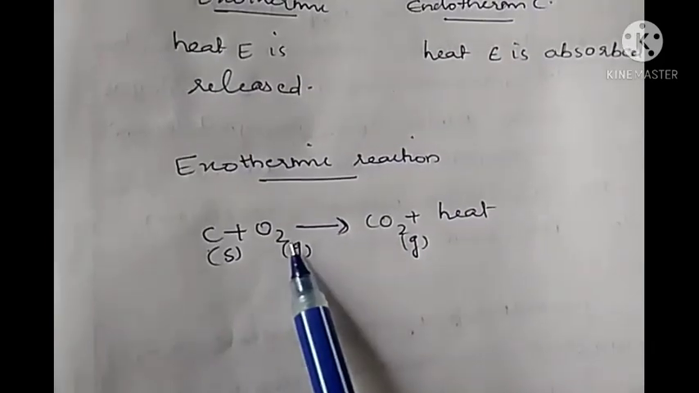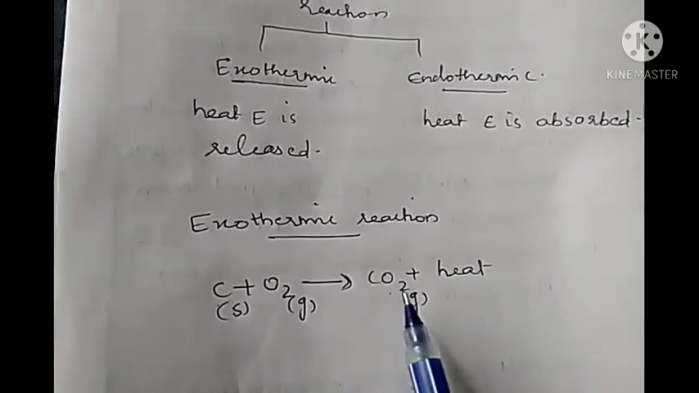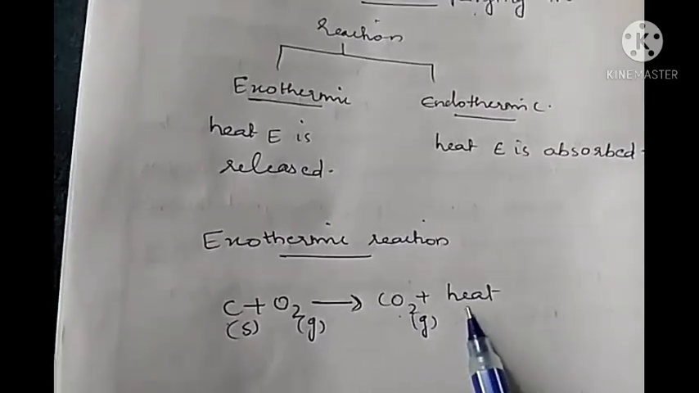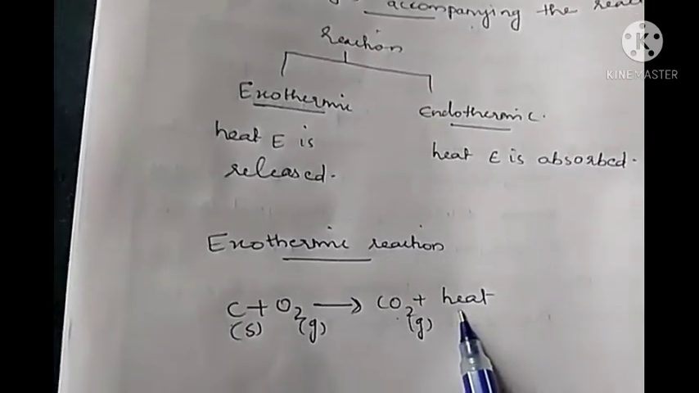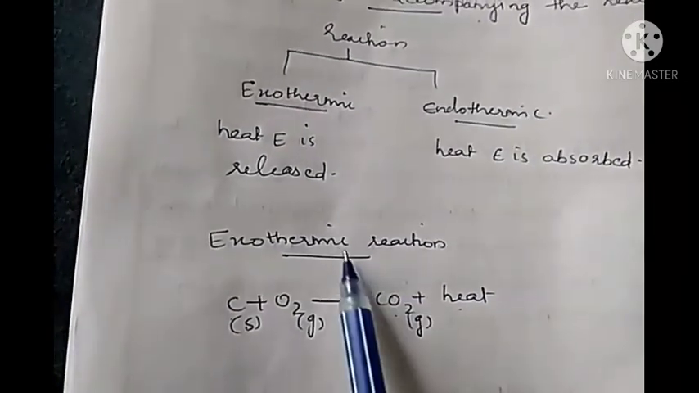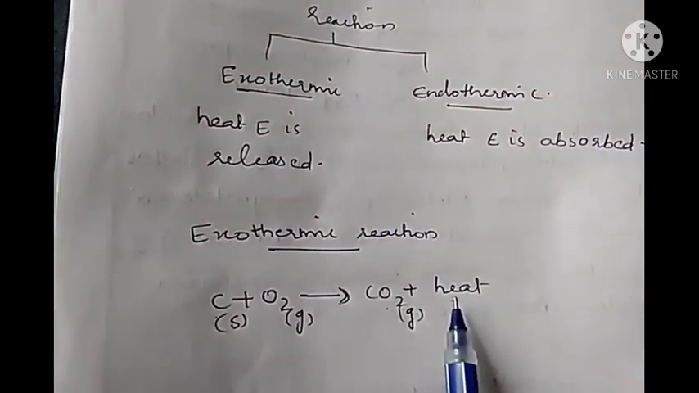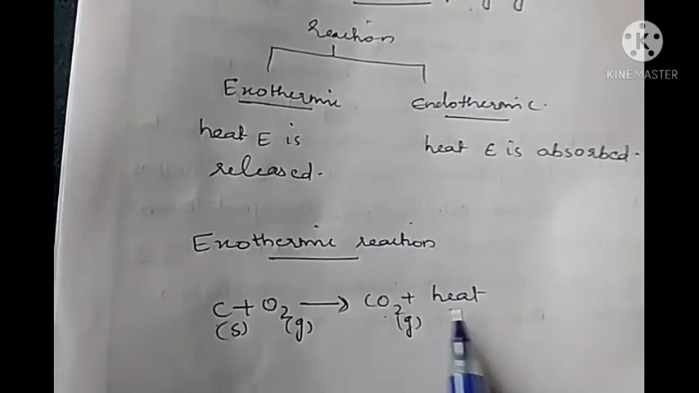When carbon combined with oxygen, it is producing carbon dioxide. Along with that, heat is also produced. So we are writing plus heat in the product side. That means heat energy is produced during this reaction, and such reaction can be called as exothermic reaction. Okay. So in such cases, plus heat is written on the product side.